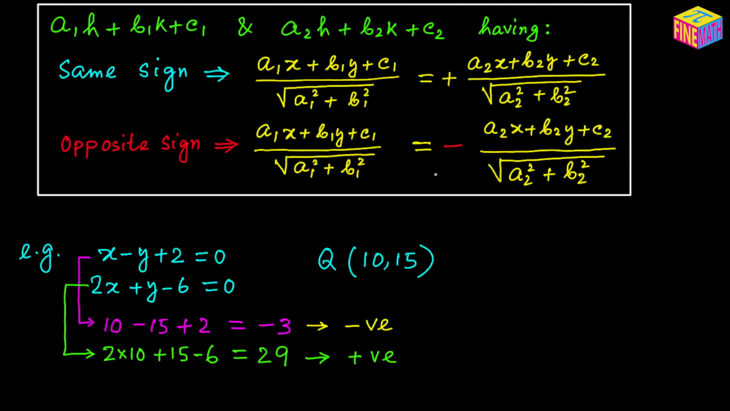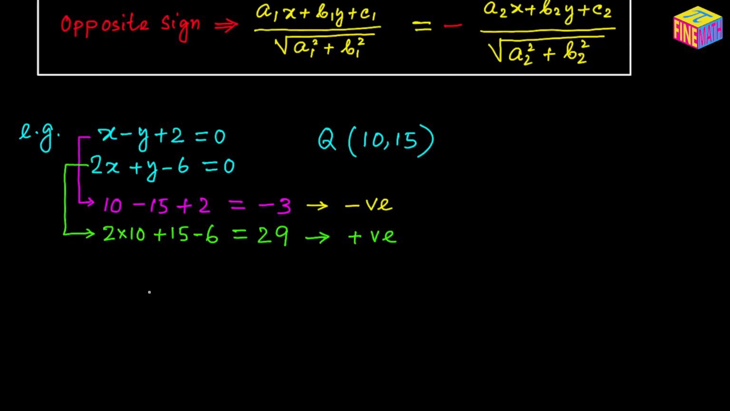Second equation means we have to use the negative sign on the right hand side. The second one that I have in the white box right here. So we are going to use the second one because here the two expressions when evaluated with the coordinates of the point Q are giving us values of opposite sign. So we need to use the equation that has a negative sign. So the equation of the angle bisector is going to be like this.